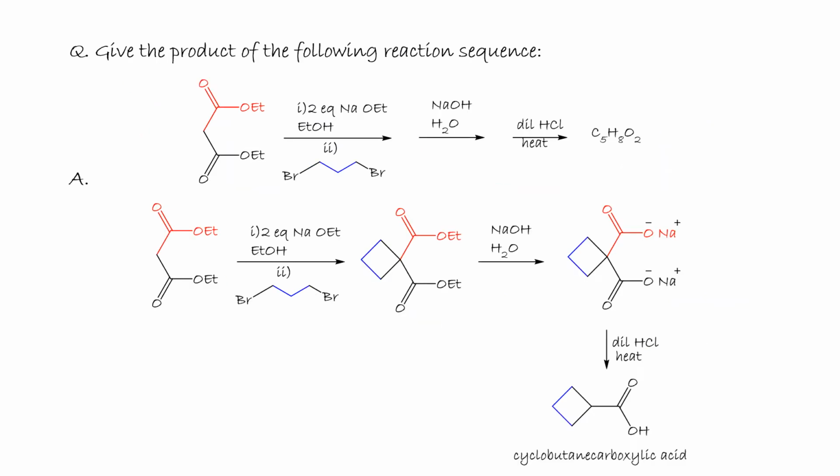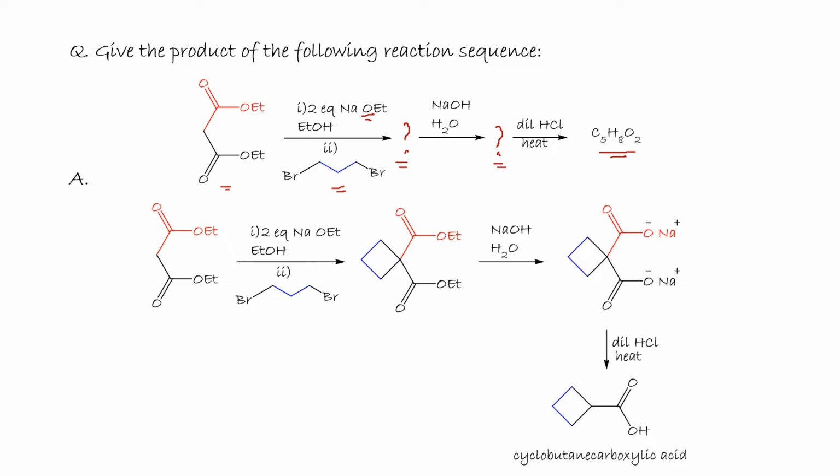Give the product of the following reaction sequence. Starting with diethyl malonate, add 2 equivalents or excess sodium ethoxide in ethanol, then react this with 1,3-dibromopropane. What do you get? Saponify that with sodium hydroxide and water. What do you get? Then add dilute HCl and heat. You get a compound C5H8O2. So what are these structures?